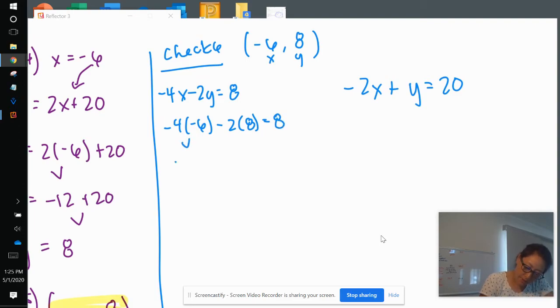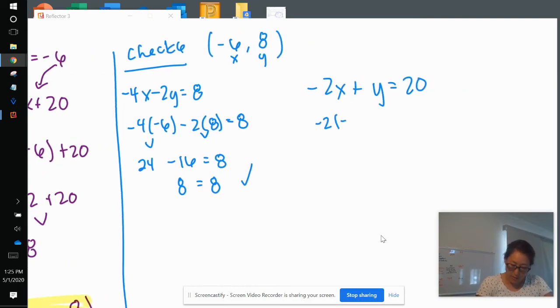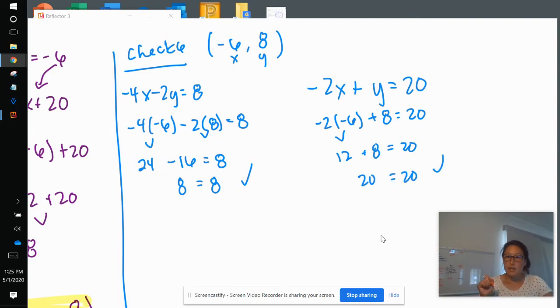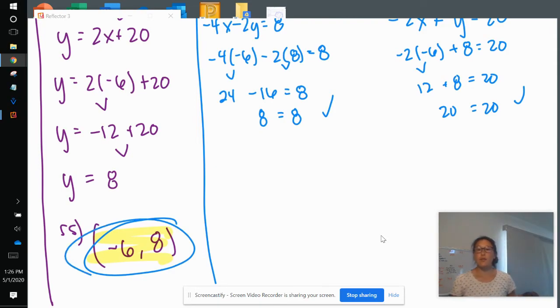Negative 4 times negative 6 is 24. Negative 2 times 8 is negative 16, is equal to 8. 24 minus 16 is 8 and 8, so those verify. Now I have negative 2 times negative 6 plus 8 is equal to 20. I have 12 plus 8 is equal to 20. 20 is equal to 20. Verified. Since they both verify, the solution is negative 6 and 8. If they both don't verify, you have to go back and redo the problem.